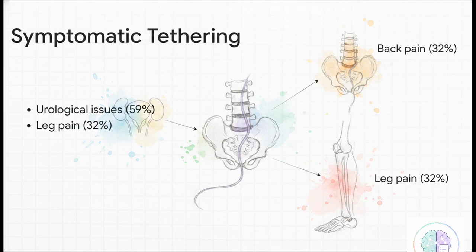When symptomatic tethering of the spinal cord does occur, and this happens way more commonly in kids and young adults, we see a very specific clinical presentation. Urological abnormalities are the predominant issue, making up 59% of symptomatic cases. That's followed equally by back pain at 32% and leg pain at 32%. And one quick note, these symptoms get significantly more common the lower the conus is actually located.